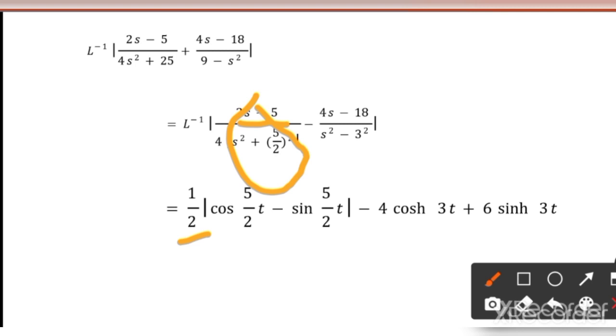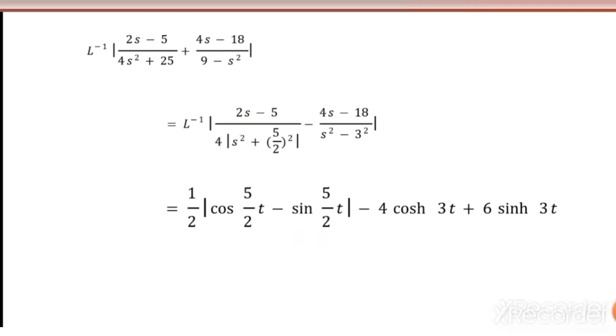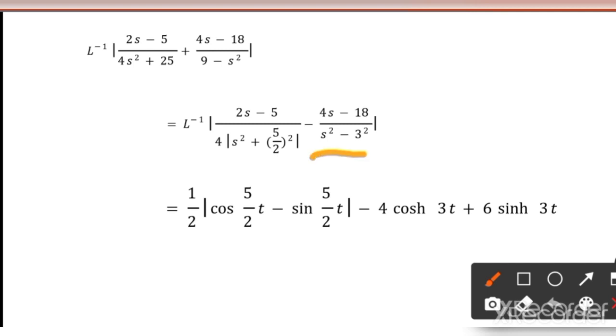Apply L inverse on that. So that gives cos 5 by 2 t. Another is 5 by 2 by s square plus 5 by 2 the whole square. We have 4 terms altogether. In the first we have 2 terms, split that. So it is a by s square plus a square format. That's why it is sin 5 by 2 t. Correct? The second what we have is 4 times, you can split term by term. 4 times s by s square minus 3 square. That is hyperbolic because we have denominator minus. So cos hyperbolic 3t.